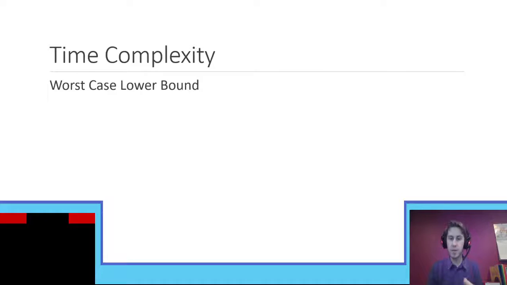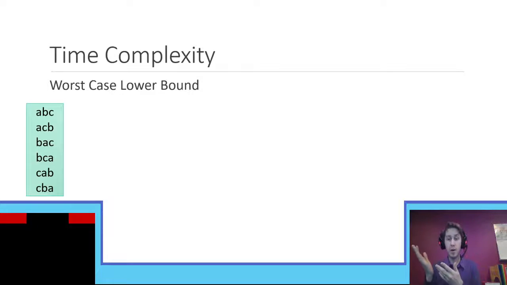How do we know that? Well, that brings me to a fascinating little proof requiring a fun idea called a decision tree. In our decision tree, we consider our possible inputs for the sorting problem. In the example shown here, it's a set of 3 variables, A, B, and C.